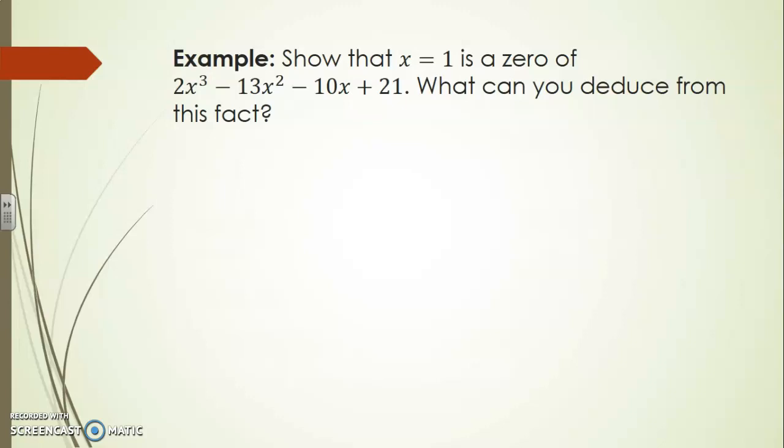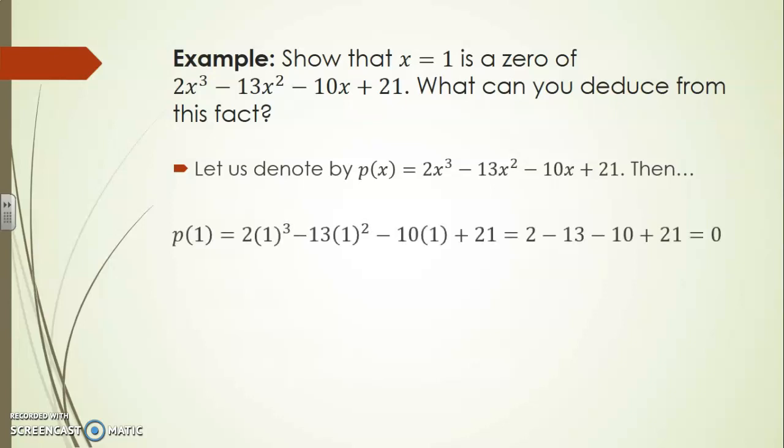In this example, we're going to start by showing that x equals 1 is in fact a 0 of 2x cubed minus 13x squared minus 10x plus 21. And then we'll try to figure out what that means about the polynomial. Well, first of all, let's name 2x cubed minus 13x squared minus 10x plus 21 as p of x. We're going to give it a functional notation here.